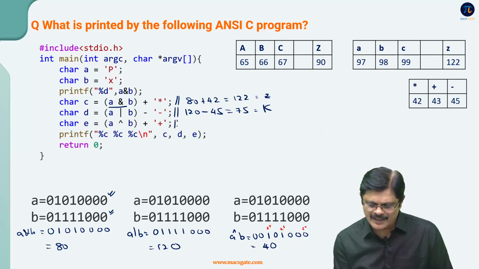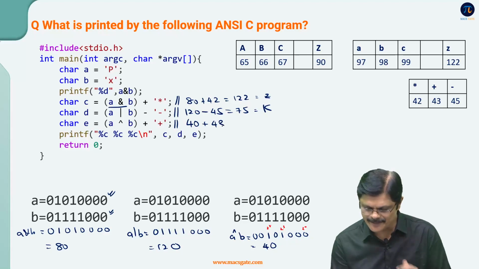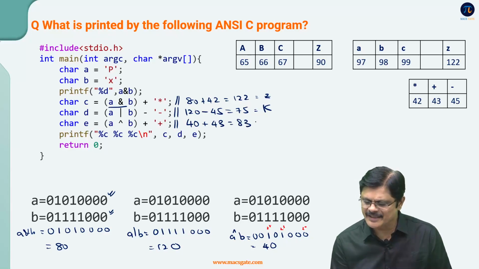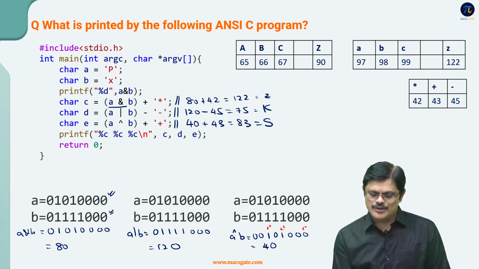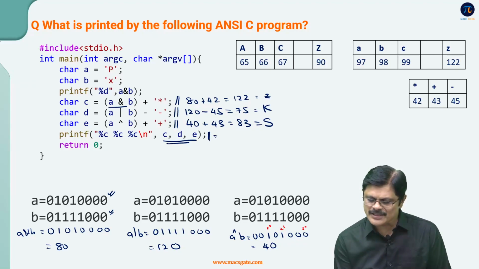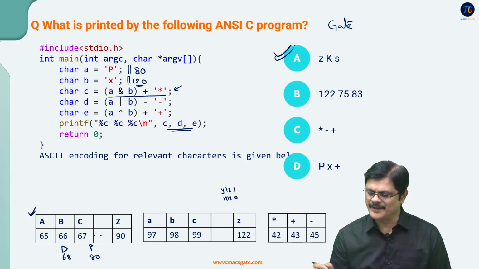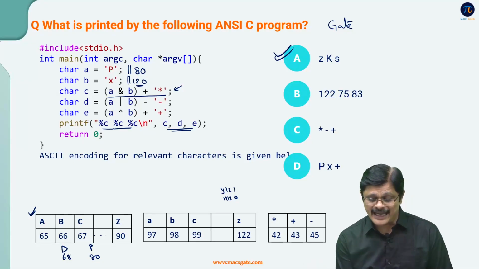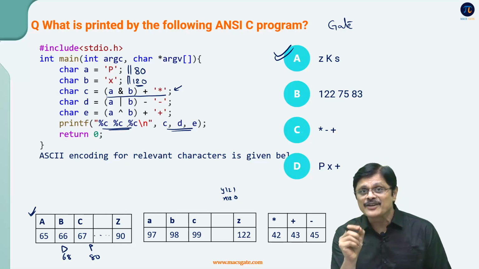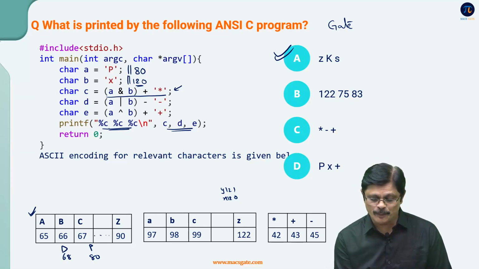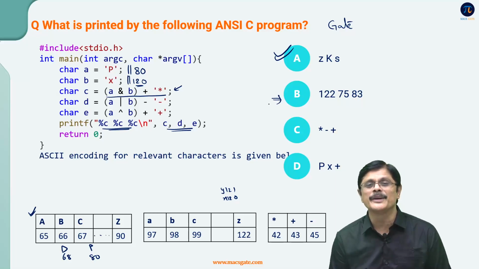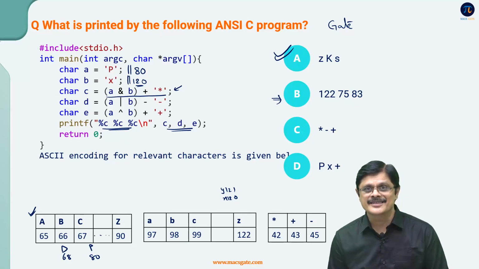Then A exclusive OR B, which is 40, plus the ASCII value of plus, which is 43, gives 83, and it is capital S. So if you print the characters, you are going to get small z, capital K and capital S. That is the output for this particular program, which is option A. Am I clear? Because you are printing the characters, not the values. If you print the values, you will get this. Suppose if you use %ld, you would have got option B, my dear friends. Okay? Let us run this code.